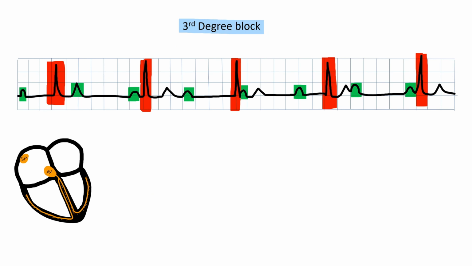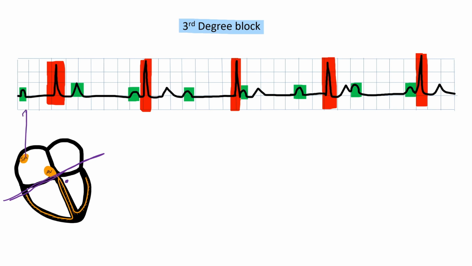Now we'll move on to third degree AV block. We'll come back to second in a bit. So with a third degree AV block, the most important thing to understand is there's a block between the atria and the ventricles, and they're not communicating. So we end up with two different pacemakers. So for example, we might have one here.